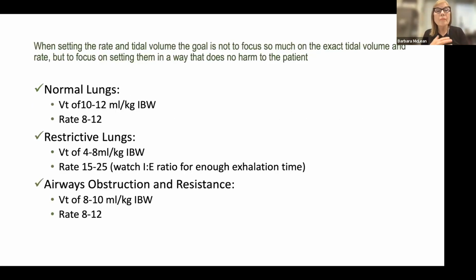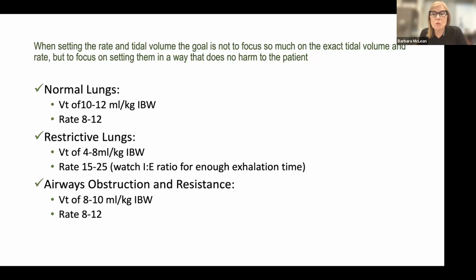So we always want to remind ourselves that we don't want to harm our patients. So when they have non-compliant lungs, we're going to actually set the tidal volume lower to protect our patient. We're going to put the rate up higher in order to assure a good minute ventilation. The problem is the faster the rate, the less time there is for exhalation. So you also have to keep an extraordinary eye on time of exhalation.